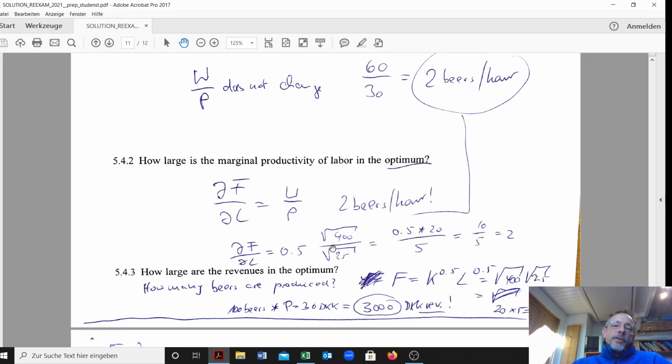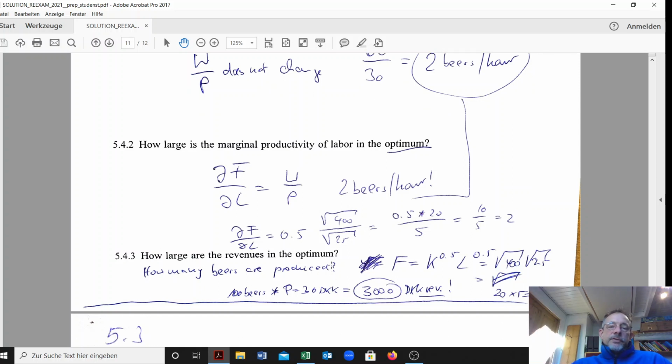We can also compute that. The marginal productivity of labor is given by 0.5 times the square root of 400 divided by the square root of the optimal number of labor units, 25. So it's 0.5 times 20, which is equal to 10, with 5 in the denominator, so the marginal productivity of labor in the optimum is indeed equal to 2 beers per hour.